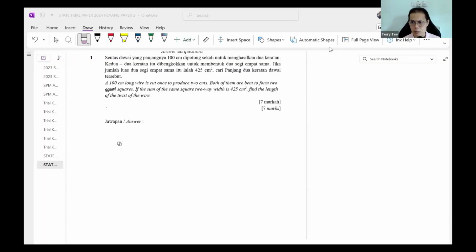Okay guys, let's start with question number 1. This is from Form 4, Chapter 3, Simultaneous Equations. I think this question, if you read the English version, may be a bit confusing or misleading.